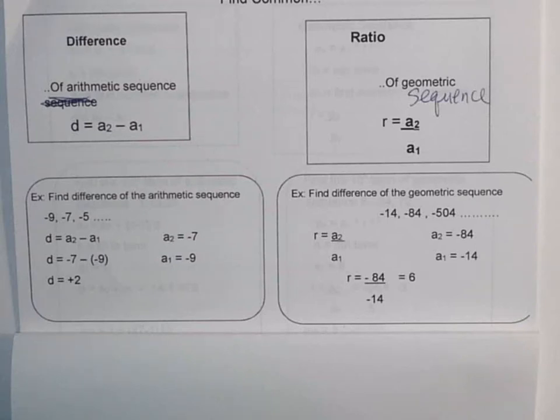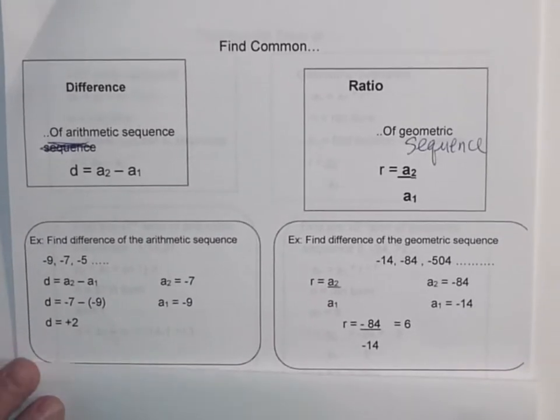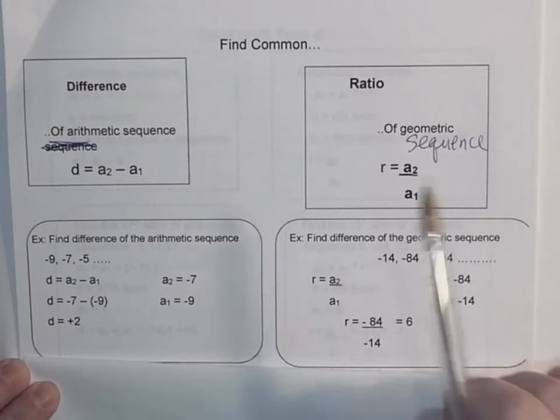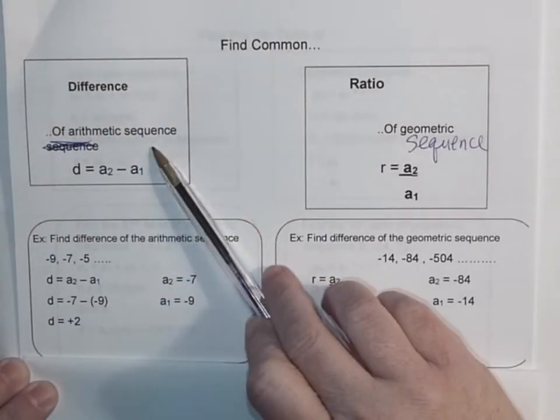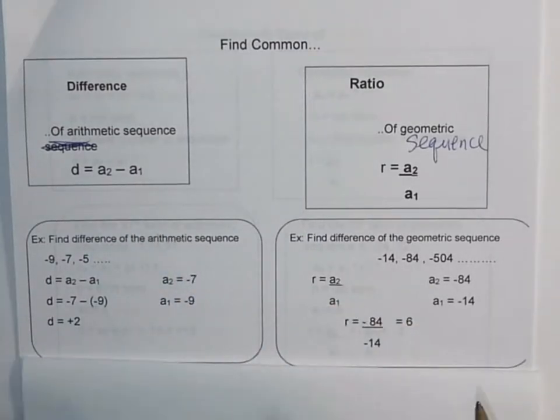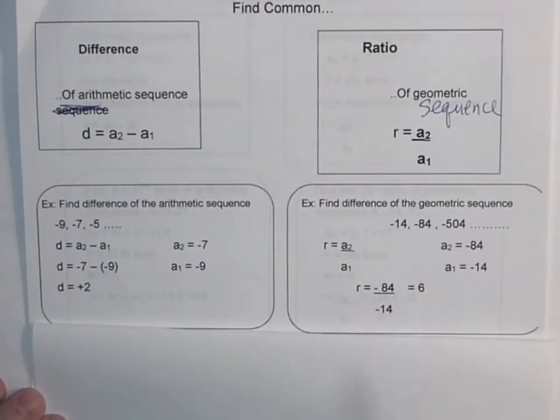Before we cover any new material, I just wanted to go over a synopsis of what was in Module 4. The first one was finding the common difference of an arithmetic sequence, and we used the formula d equals a2 minus a1. And this is an example that we did in class.